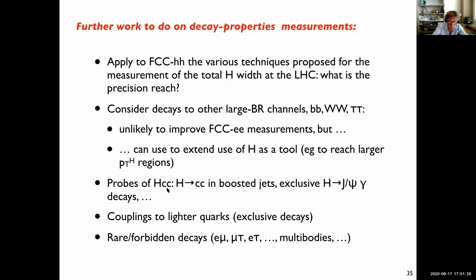Probes of the Higgs to charm coupling have not been studied. For example, exclusive Higgs to J/psi photon decays have not been studied at 100 TeV, and this is also work that could be interesting. And of course, couplings to lighter quarks as well. Also, the study of the possible discovery sensitivity of Higgs flavor changing decays, like Higgs to μτ, eτ, or other multi-body decays have also not been done. And it would be nice to see work being done in this direction.